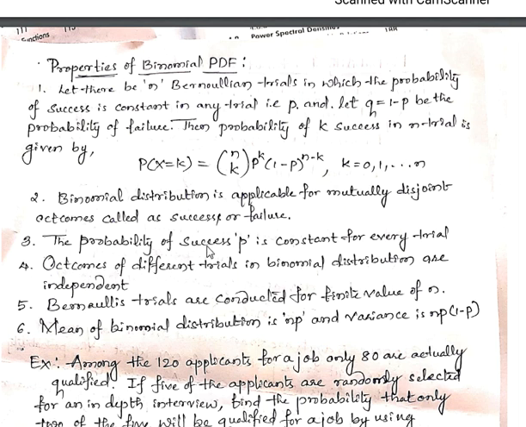Of course, if head comes, it is head and tail will have half, and the probability of success is half. If we are choosing head or tail, one of them will have the same probability. Outcomes of different trials in binomial distribution are independent. In Bernoulli's trials, the outcomes are totally independent. And the mean of binomial distribution is n into p, and variance is n into p into 1 minus p.